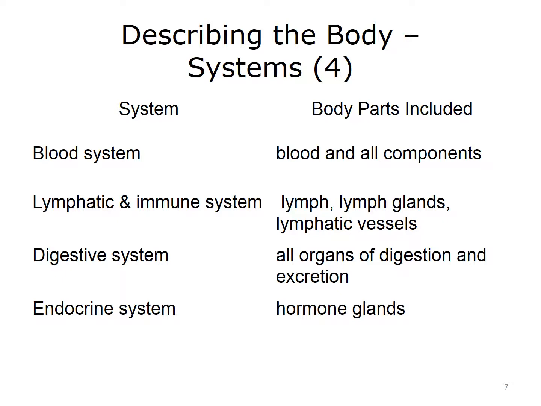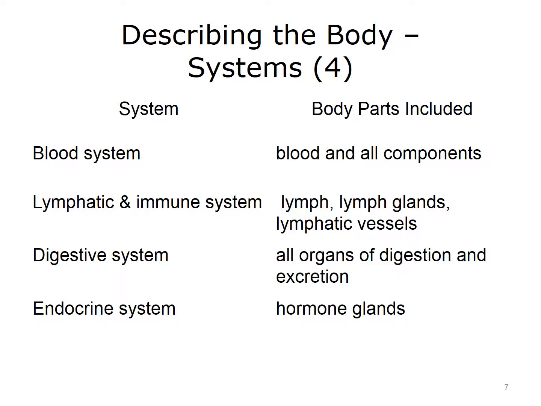Other systems include the blood system, the lymphatic system, the digestive system, and the endocrine system. The blood system includes the blood and all components. The function of this system is to transport oxygen, protect against pathogens, and control bleeding.